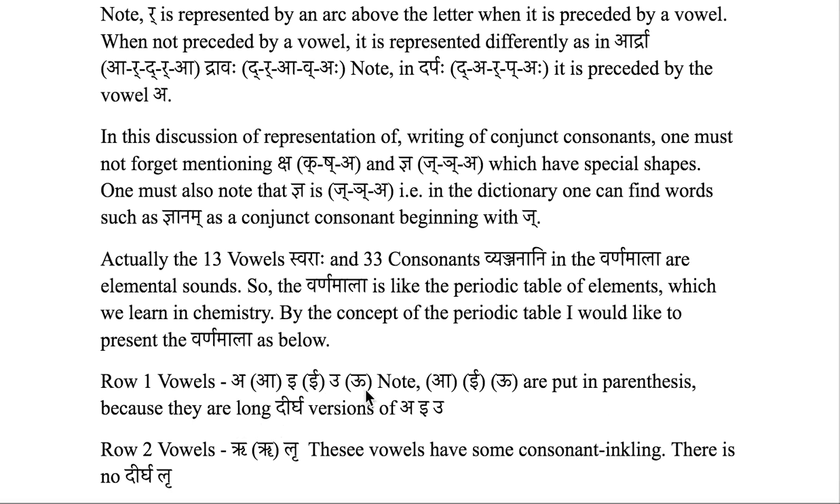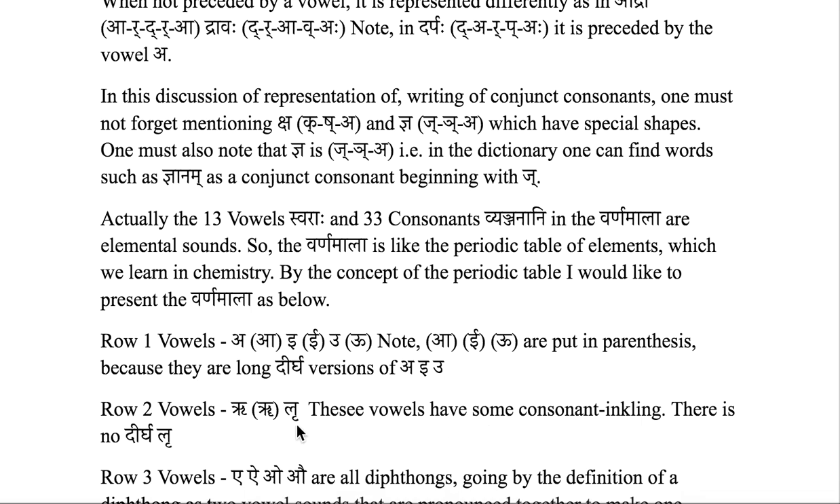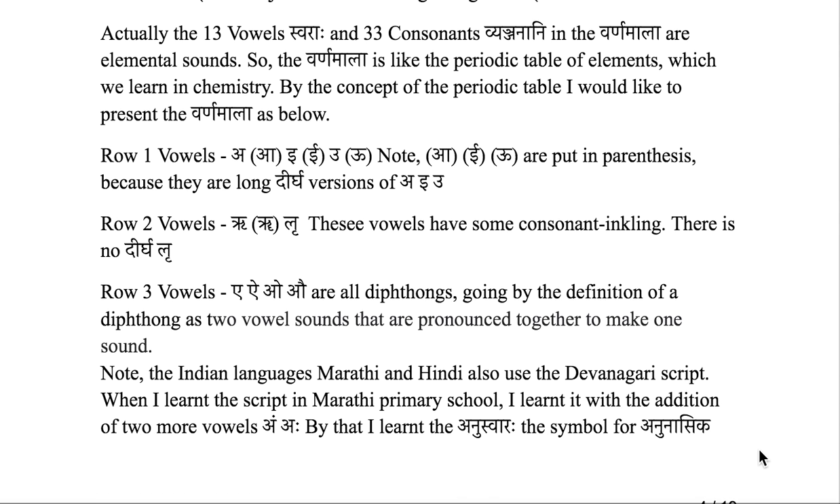of a, i, u. So we can say that the basic vowels are a, i, u. Ā, ī, ū are their extended, elongated, dirgha, longer versions. Row 2, vowels ṛ, ṝ, ḷ. These vowels have some consonant inkling. There is no dirgha ḷ because if you try to pronounce it, it ends up becoming more of that ṝ. So ḷ doesn't have a dirgha.